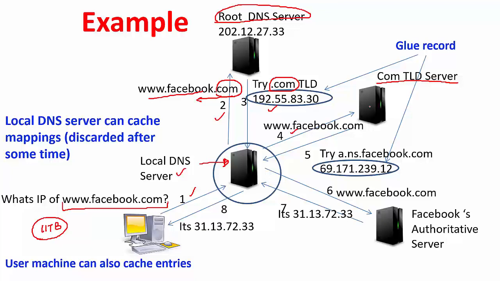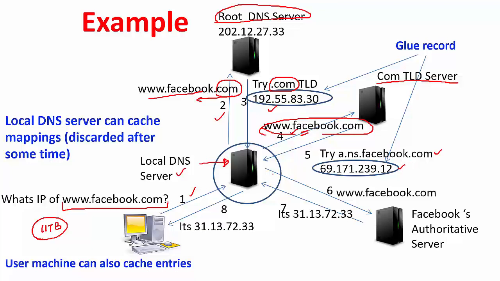So this one also may not know the exact IP address of this host, but because it is managing all the com companies, it knows what the DNS server of Facebook is. So it will say, I don't know what the IP address of this entire host is, but why don't you try contacting a.ns.facebook.com, which is serving the Facebook company. It will be able to help you, and it will also tell you what the IP address of this is.